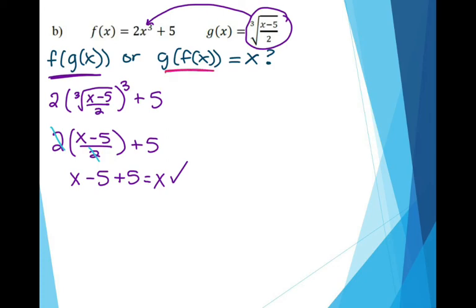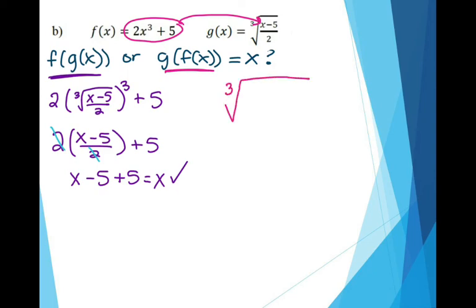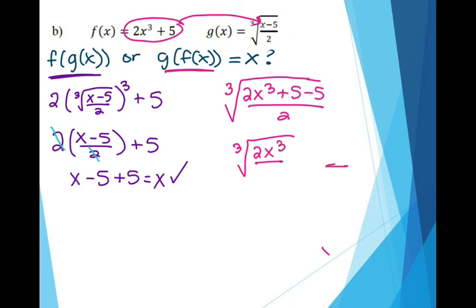I'm going to go ahead and erase this up here. Now I am going to take my f of x and put it into my g of x and see what happens. So I have my cube root, but instead of x, I'm putting (2x cubed plus 5 minus 5) over 2. Okay, my 5's are going to cancel out because 5 minus 5 is 0. That leaves me with 2x cubed over 2. Ooh, my 2's are going to cancel out. This is working out real nice.